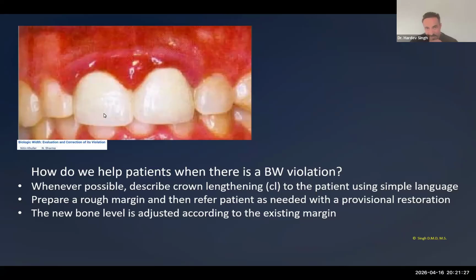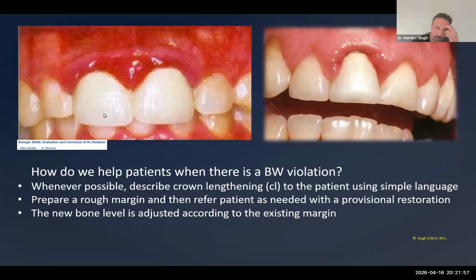If you need to send a patient to a periodontist or you're doing your treatments by yourself, I always recommend do a rough prep. Make sure if you catch it early, do a rough prep. If you know it's very deep, the margin is going to be very deep, do a rough prep. Explain to the patient in layman's terms what you're going to be doing, or the periodontist is going to be doing. And then based on your rough margin, we can give you the margins contoured to that. That will be the reference. But as you can see in these cases, it's extremely inflamed. The tissue is saying something is not right.